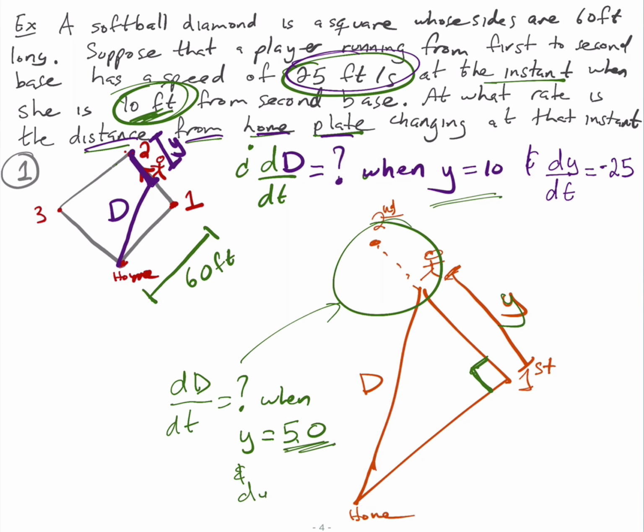And in this case, what would dy over dt be? Positive 25. Why? Because now y is something different. Y represents this distance, right? And now as the runner goes towards second base, y is increasing. Does that make sense? Do you guys see the difference between the two? So either one is fine. And it's also okay to start drawing it one way and then decide, oh, I think it makes a little more sense to think of it this other way. But either way would work.